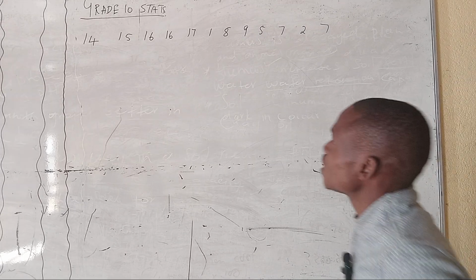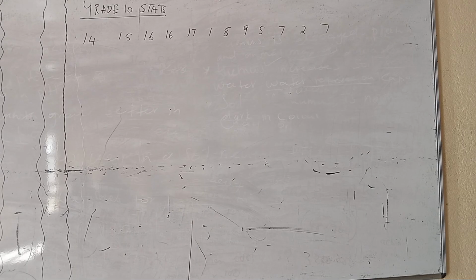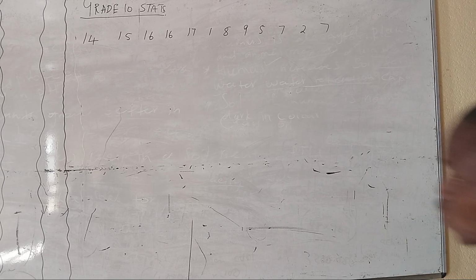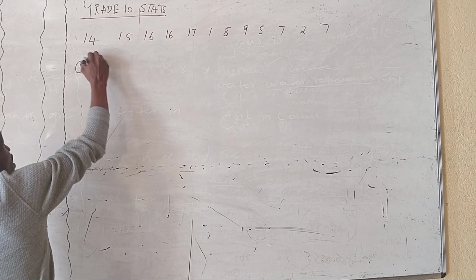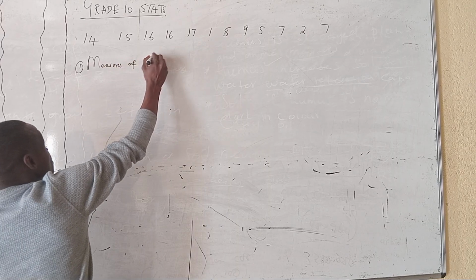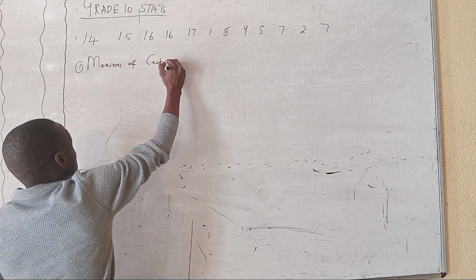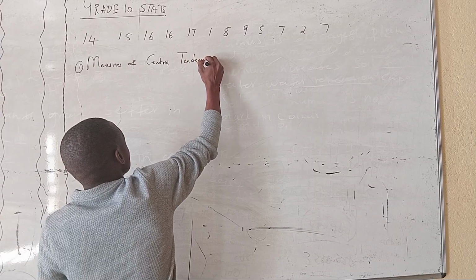Okay, hello grade 10s. We are starting with the topic of statistics, grade 10. Now the first thing that I want us to look at is what we call measures of central tendency.